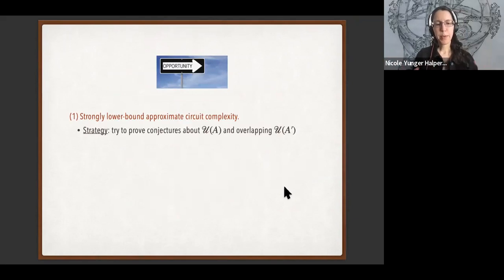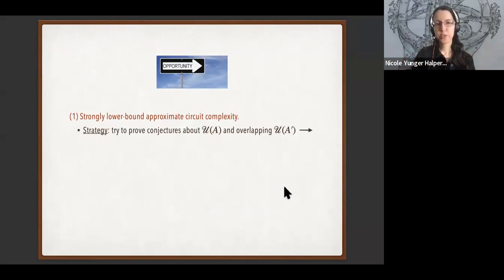So it could still be useful to think about this set of all unitaries U implementable with the actual architecture A that we have in mind, and the set U of A prime that consists of the approximations. But we might need to think about not just these two sets' accessible dimensions, but the way in which they overlap in the space of all unitaries.